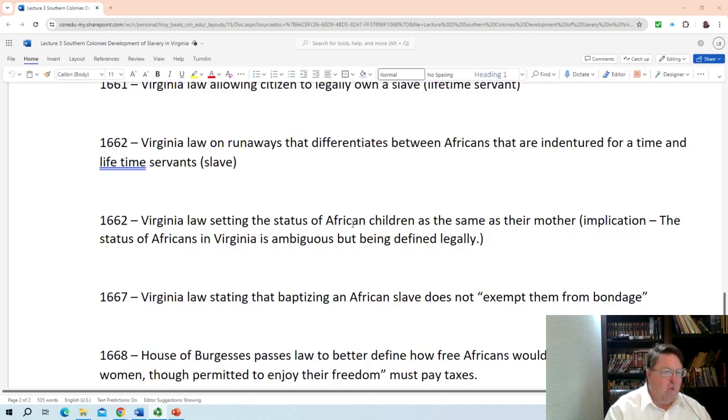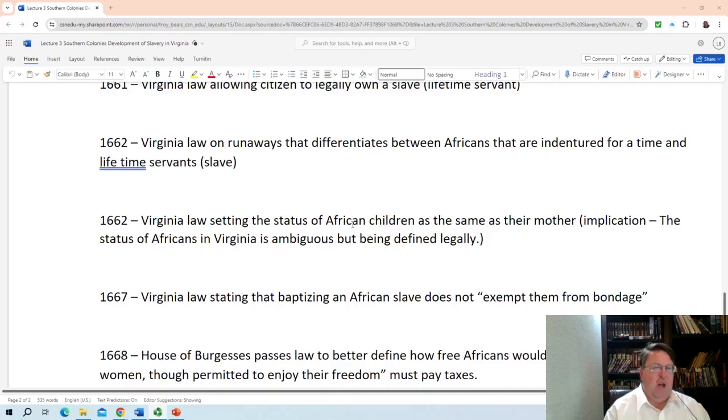And so, what are you noticing here? What we're saying here is after decades, we're in the 1660s now, right? We're five decades after 1619, and so we're now decades in. The ambiguity needs to disappear, from at least the colonial legislature's point of view. They're getting rid of the ambiguity. You're setting up the legal status of Africans in the colony. There's too much ambiguity. 1662, the Virginia colonial legislature sets the status of African children as the same as their mother. And so, again, you're getting rid of that ambiguity.